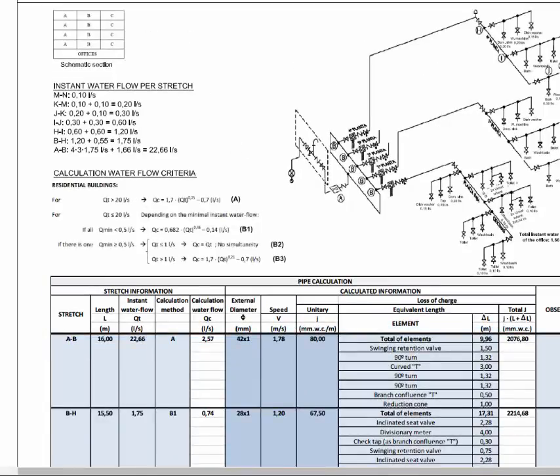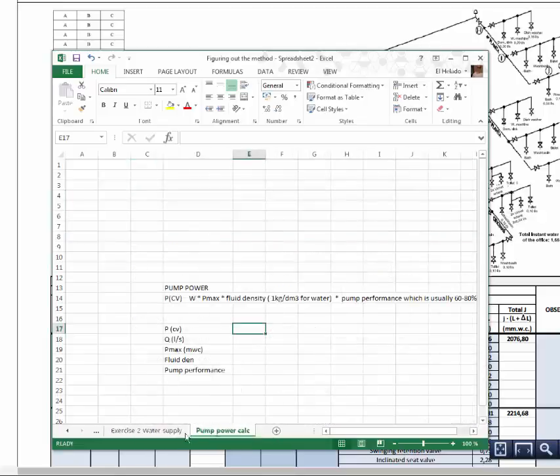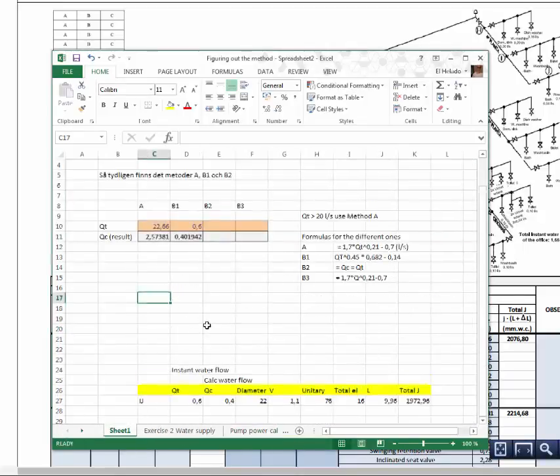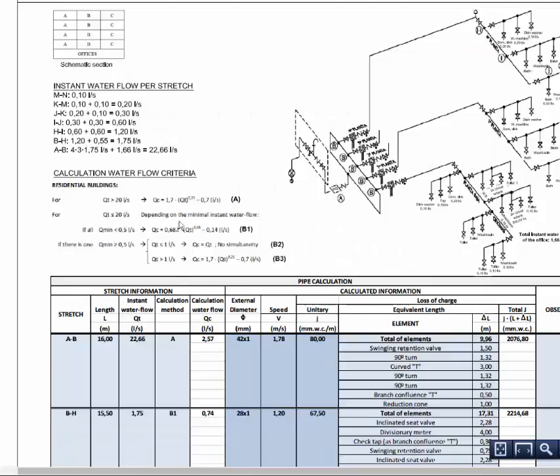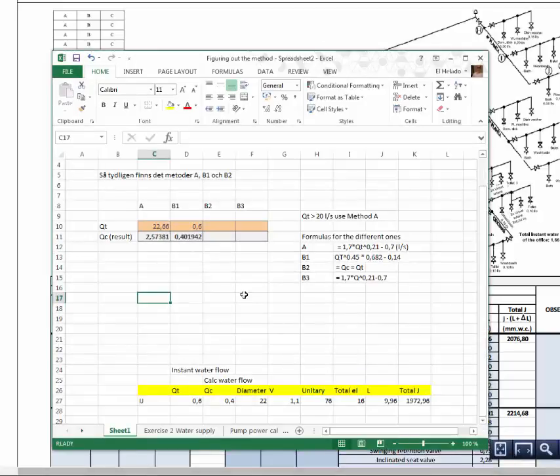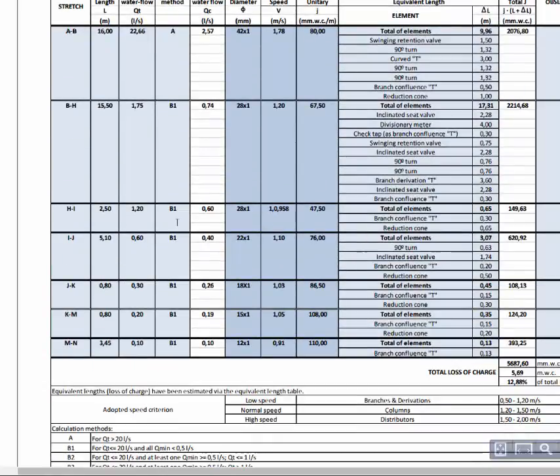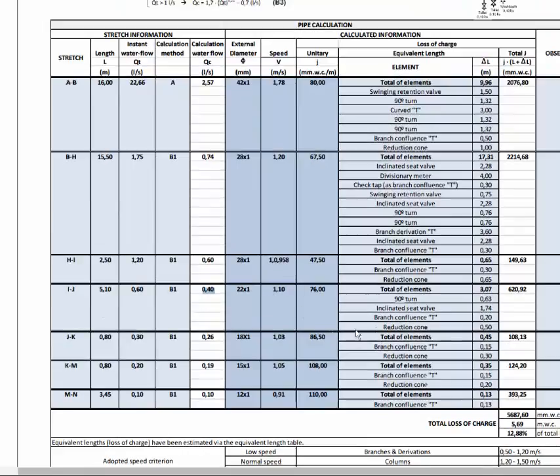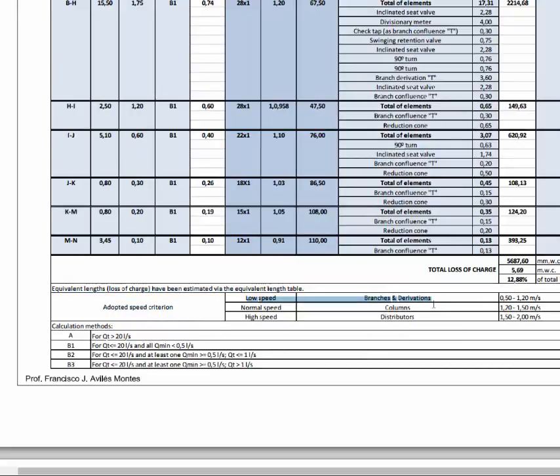So in this case, for J, K, M and N, you do 0.6, 0.3, 0.1, plus 0.1, 0.1, and then you go to use this formula because it's B1, so use this one, 0.682, and then you get this value. So 0.6 gives 0.4, and then apparently it's a low speed because it's a branch derivation.